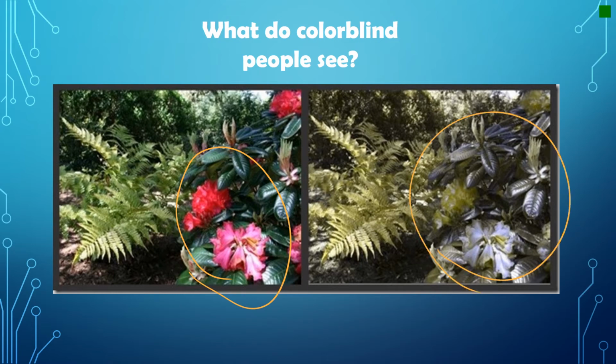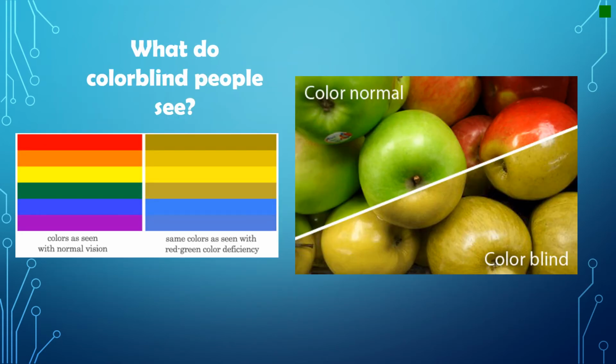They would be seeing this, and for you to pinpoint where all the flowers are, like this one or this one, it would be very difficult if you were colorblind, right? Because you can't see the difference between the colors. So here's just another example.